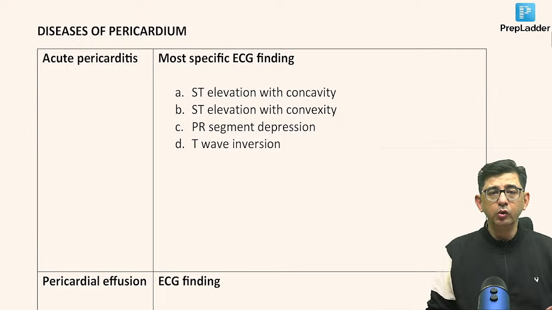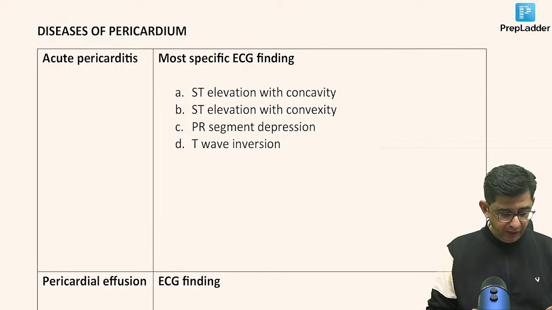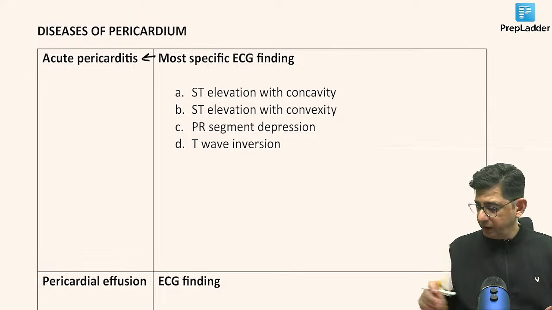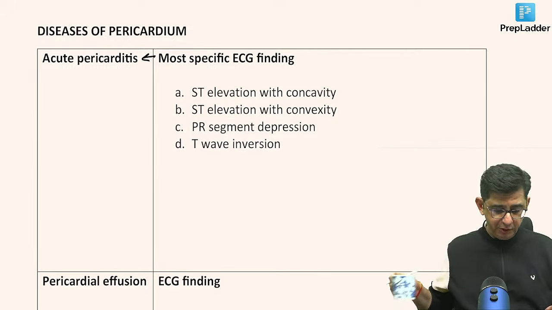Let's move on to diseases of the outside of the heart. And what is the most specific ECG finding of acute pericarditis? Quick comments expected from you. 4 options present here.